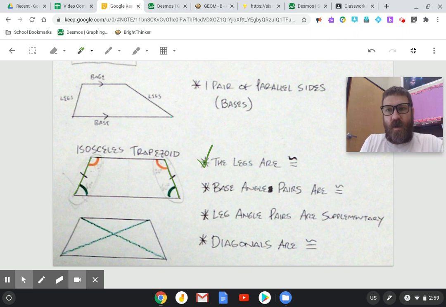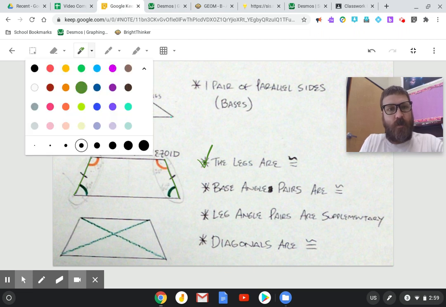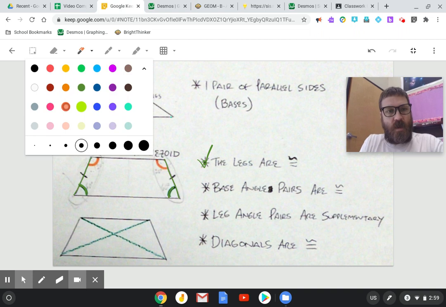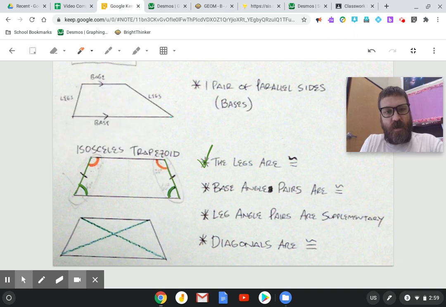But there's actually more that comes out as you look at these closer. For instance, if you look at the base angles, which would be these pairs of angles here, and then also the pair of angles up here, you'll see that they are congruent. The pair of angles on this bottom base is congruent, and the pair of angles on the base up top is also congruent. So the orange and the green there are congruent to each other. So base angle pairs are congruent.